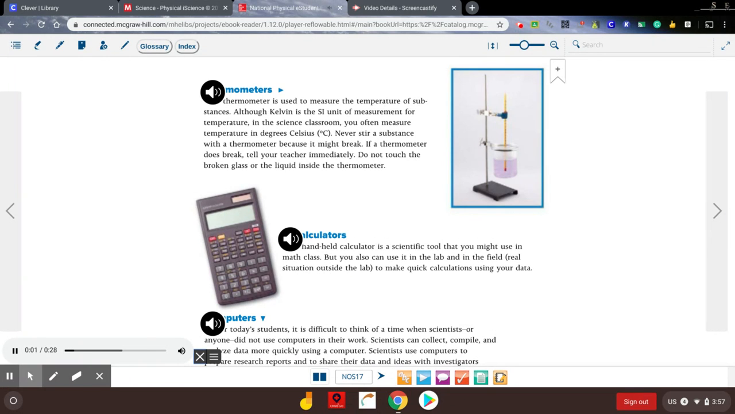Thermometers. A thermometer is used to measure the temperature of substances. Although Kelvin is the SI unit of measurement for temperature in the science classroom, you often measure temperature in degrees Celsius. Never stir a substance with the thermometer because it might break. If a thermometer does break, tell your teacher immediately. Do not touch the broken glass or the liquid inside the thermometer.